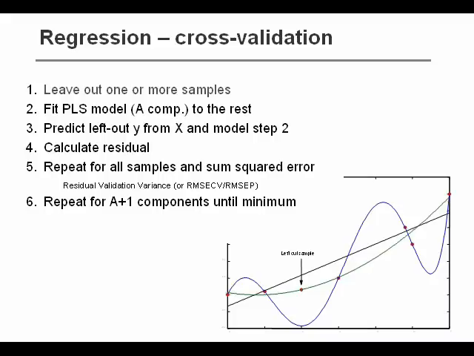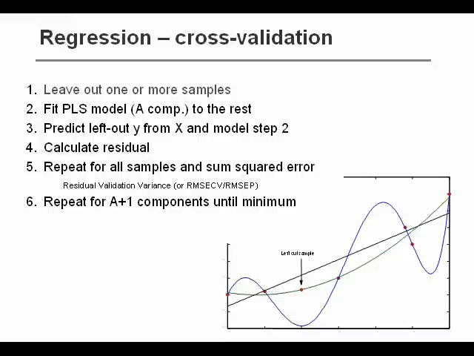And therefore what we do is that we leave out samples. We leave out, for example, one sample. We fit a PLS model, and with that model we predict the left out sample and get residuals. So we see how well the sample is predicted when it was not in the model. We repeat that so that all samples are left out once, and then we get a total error. But instead of fitted residuals, we now have cross-validated residuals, and that gives us residual validation variance, or the root mean square error of cross-validation.